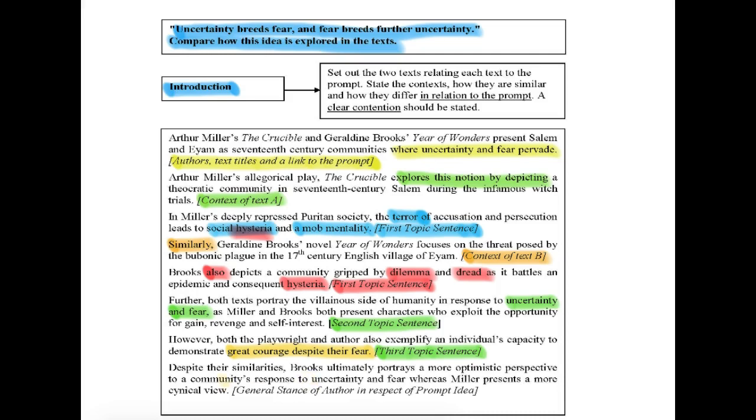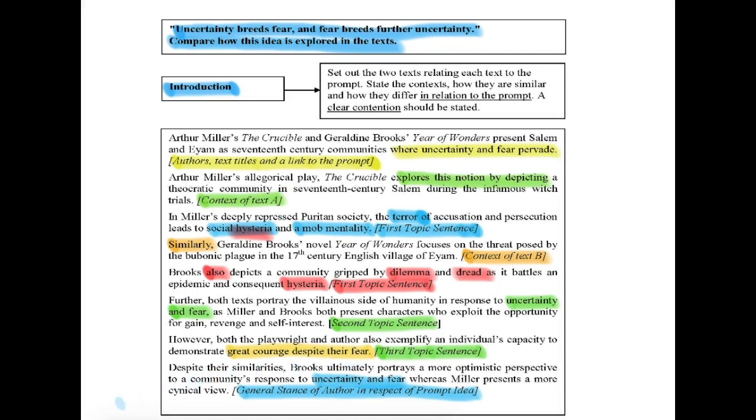And then the final part of the introductory paragraph is the general stance of the author in respect of the prompt idea. So here we might say something like, despite their similarities, Brooks ultimately portrays a more optimistic perspective to a community's response to uncertainty and fear, back to the prompt, whereas Miller presents a more cynical view.